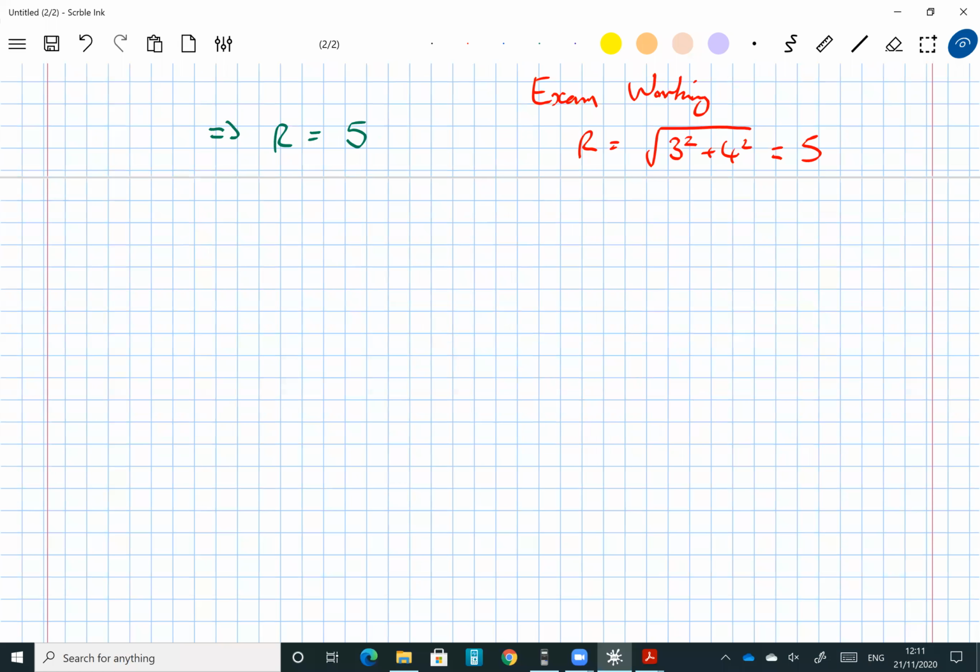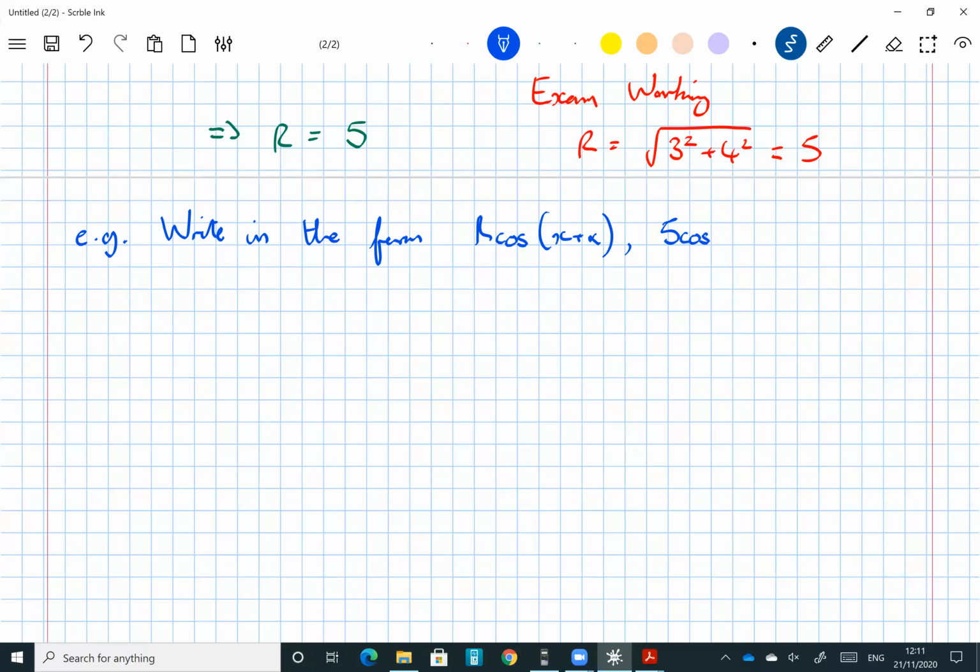So let's try a different one now. For example, write in the form r cos of x plus alpha, 5 cos x minus 12 sin x, where alpha is in radians and r is bigger than 0. So have a go at that one.